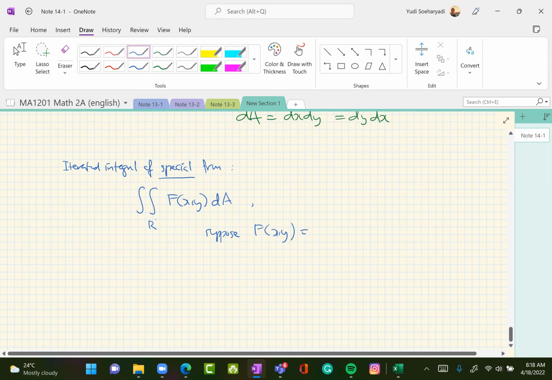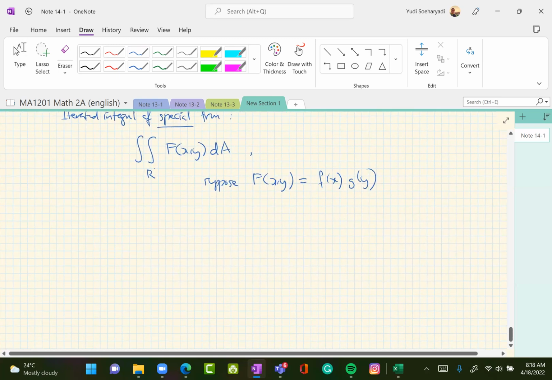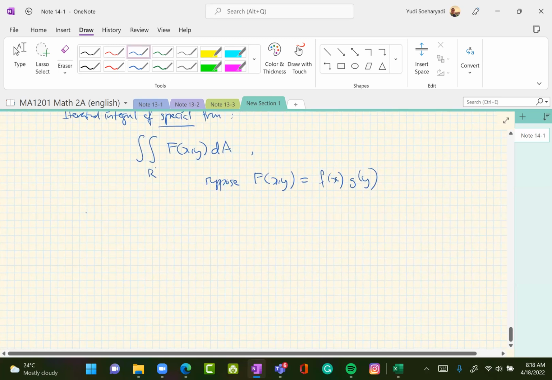So the integrand is a product of a function of one variable, f of x, g of y. Let's see what we get here. So we compute this one, the double integral over the rectangle R. Well, that's the same as, let's see, this is f(x)g(y). So suppose I do the dx first.